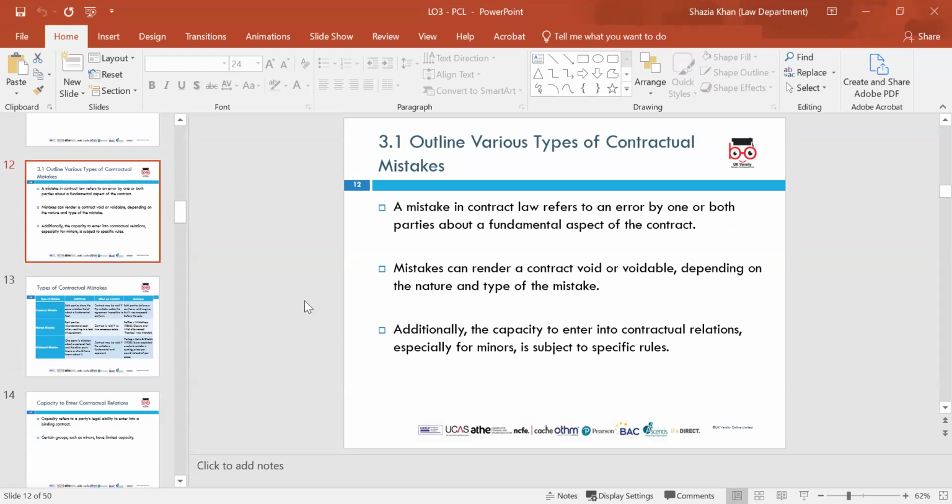3.1 is to outline various types of contractual mistakes. So in contract law, the primary types of mistakes are categorized as unilateral mistake, where one party is mistaken; mutual mistake, where the parties misunderstood; and common mistake, where both parties make the same fundamental mistake about a material fact, rendering the contract void depending on the situation.